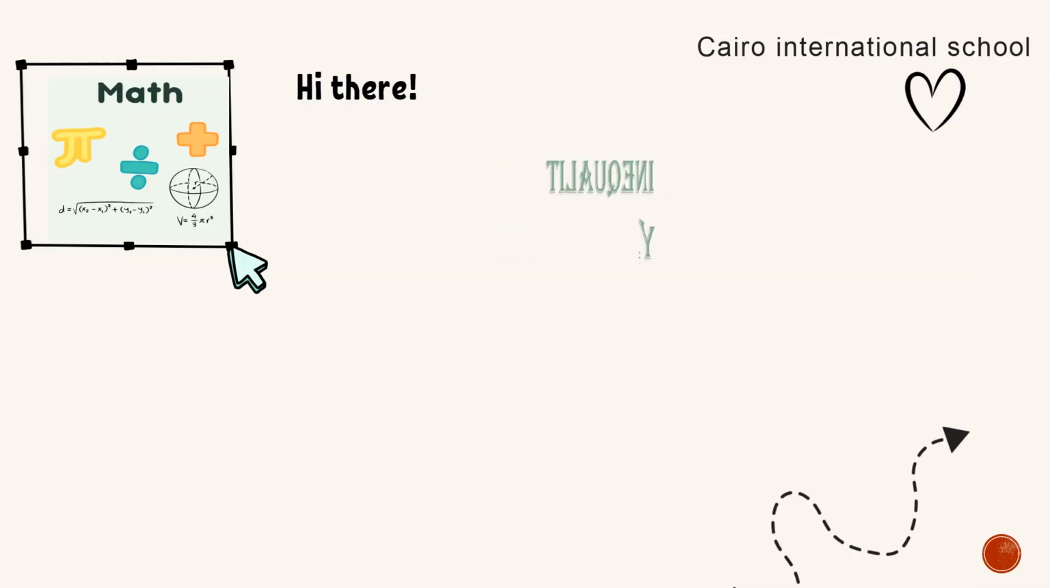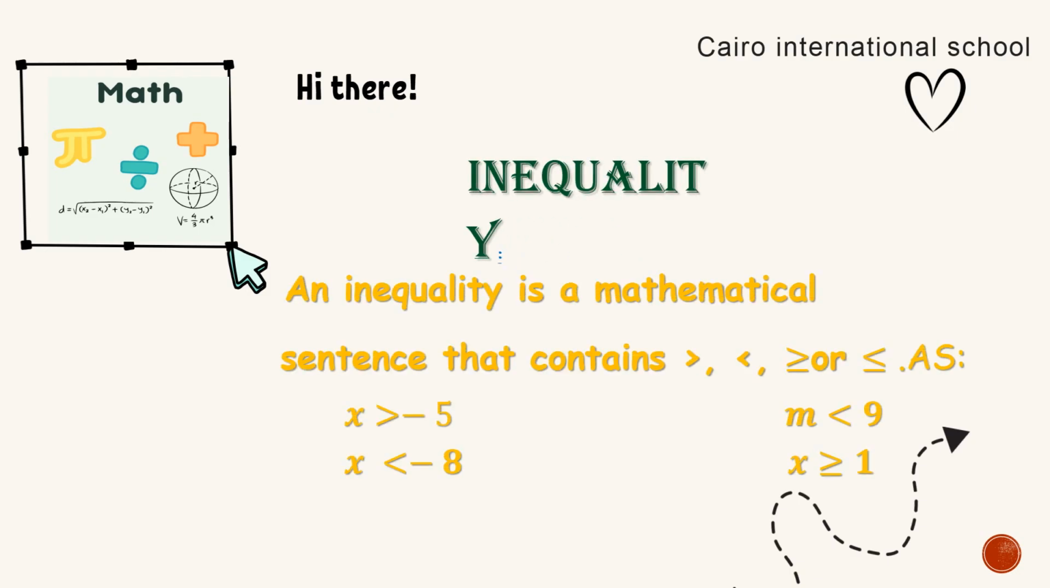First, what is an inequality? An inequality is a mathematical sentence that contains greater than, smaller than, greater than or equal, smaller than or equal, which means that one side of an inequality is greater than the other side or equal, such as x is greater than -5, m is smaller than 9, x is smaller than -8, and x is greater than or equal to 1.